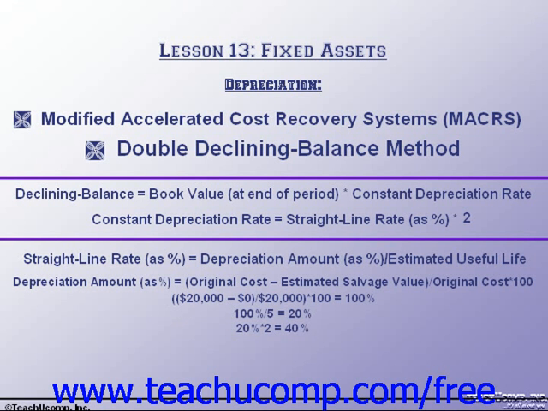You then take the beginning book value of the asset for the year and multiply that by the calculated rate to find the amount of depreciation expense to record for the year. For example, if the asset had a beginning book value of $20,000 for the first year, you would multiply that by the 40% figure that was calculated. That would give you $8,000 in depreciation to record for the first year. You would then subtract that from the beginning balance to arrive at the ending book value for the first year of $12,000.